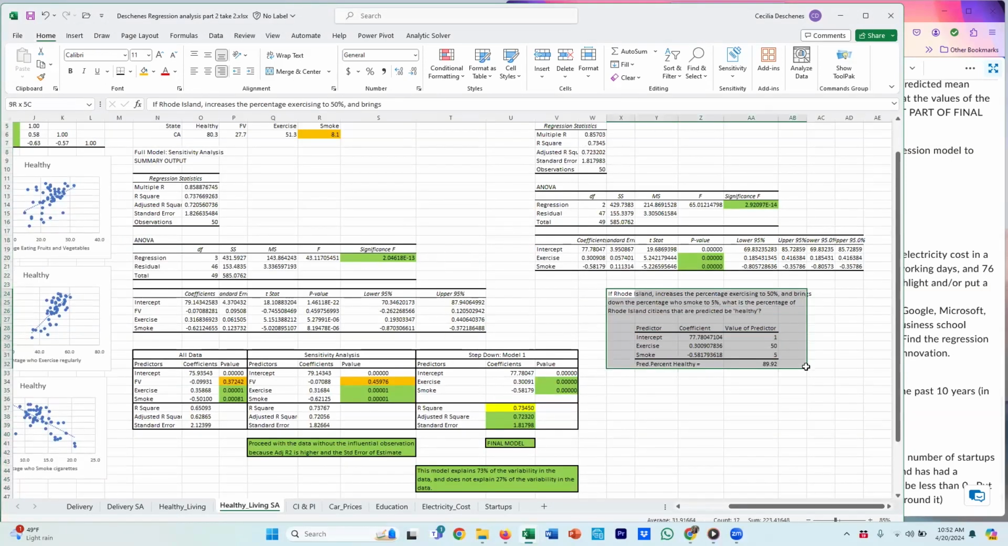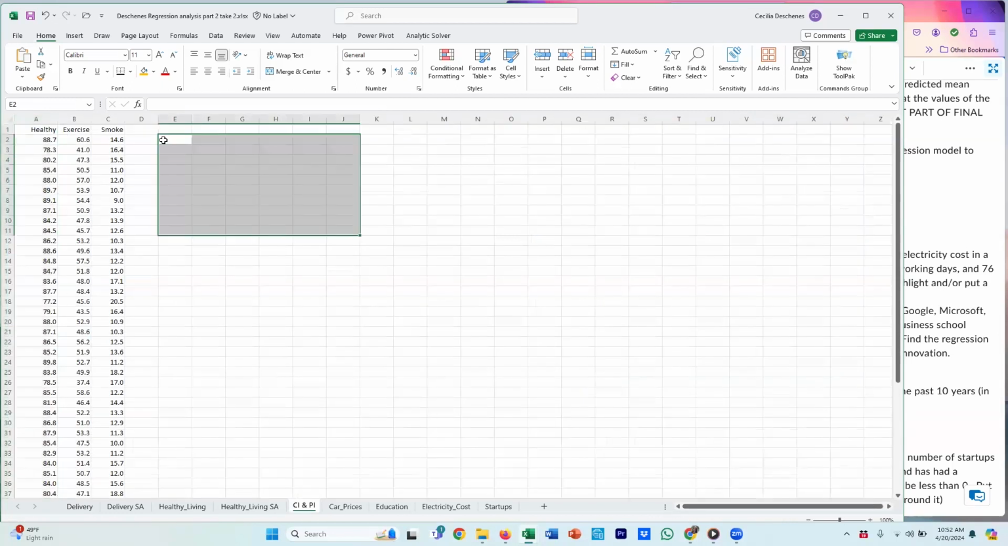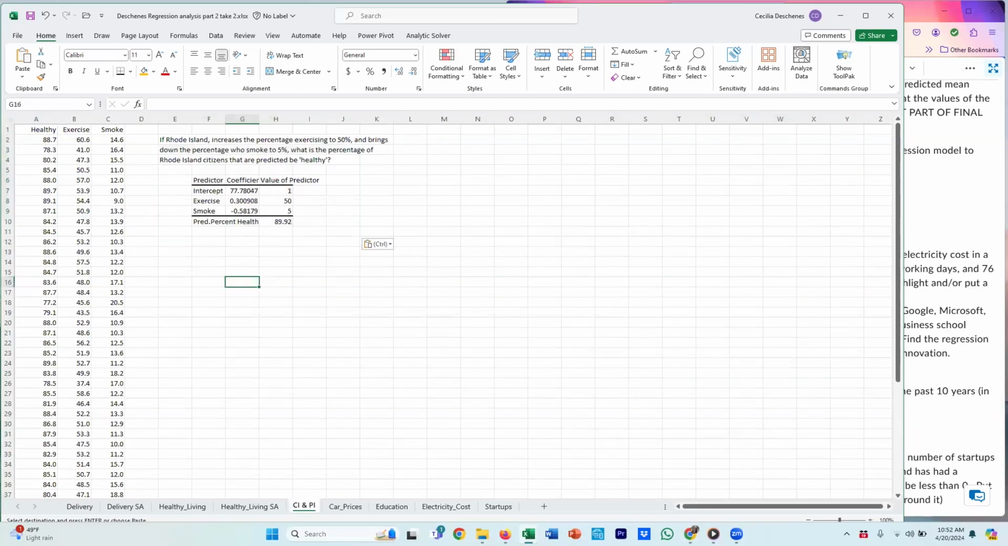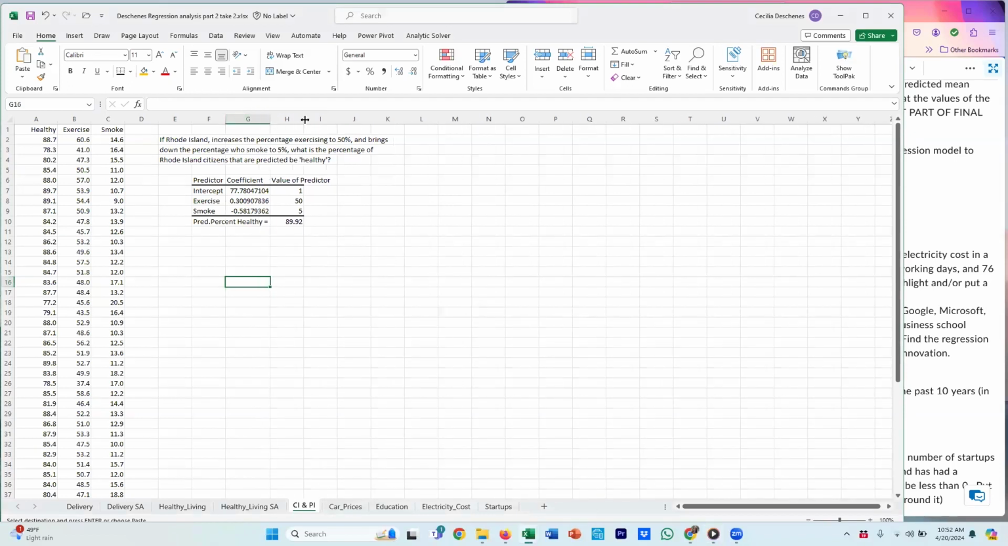All right, so we have our point estimate. We're saying if you trust this data, if you're able to get the percentage exercising up to 50% and the percentage smoking down to 5%, we expect that the percent healthy will be 89.92. Of course, this is a sample taken at some point in time. A couple of years later, you can take another sample. People move. Of course, some people are sick and they exercise and they don't smoke and they still get sick, right? This happens all the time. So these percentages are probably going to change.